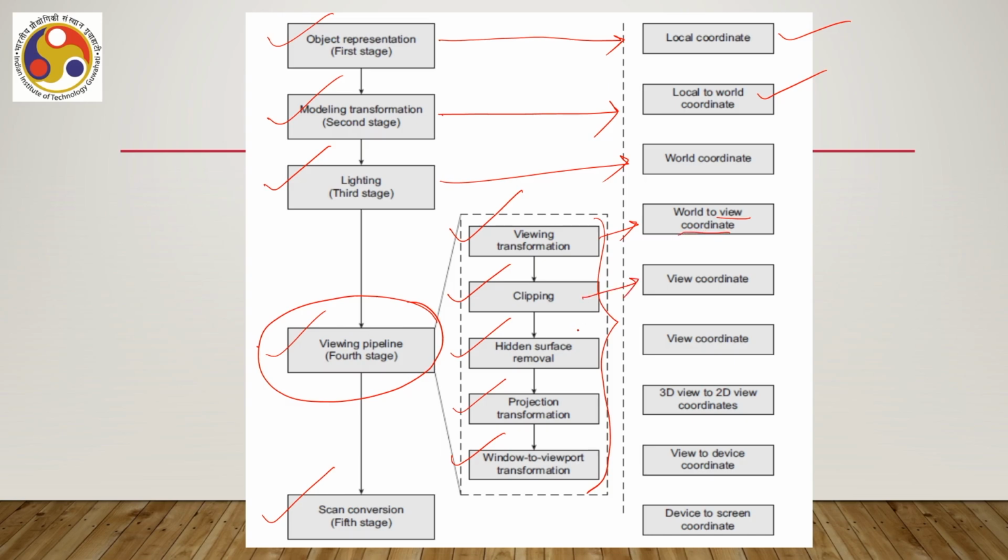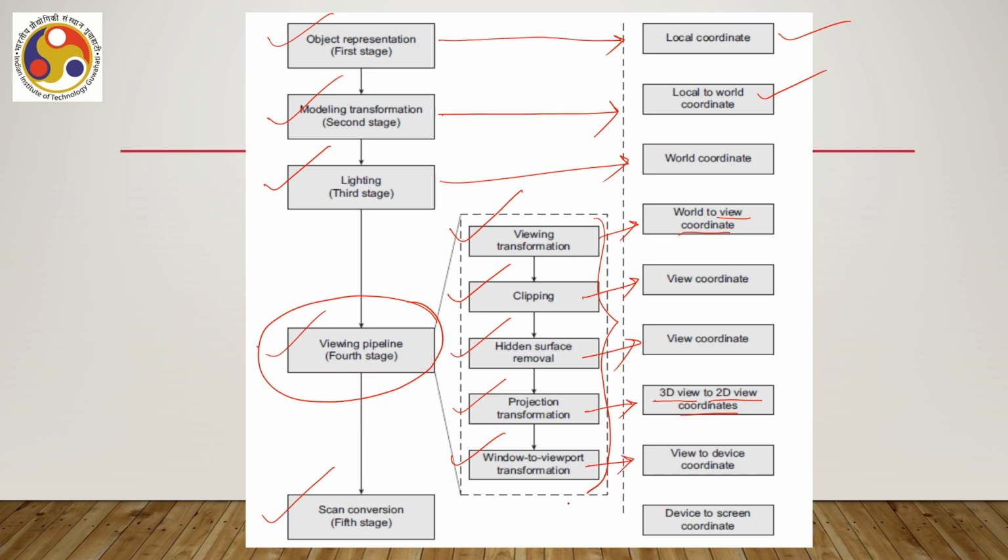Clipping happens in the view coordinate system. Hidden surface removal, another process, happens in the same view coordinate system. Then projection transformation essentially projects or transforms 3D view coordinate system description of the scene to a 2D view coordinate system description of the scene.